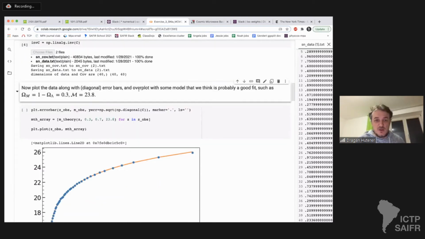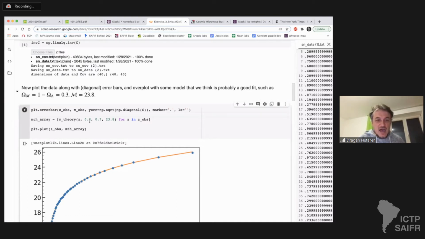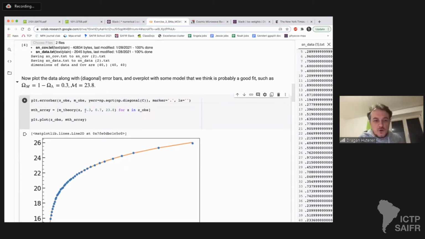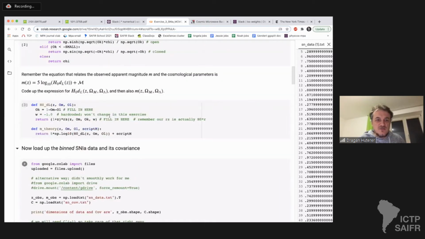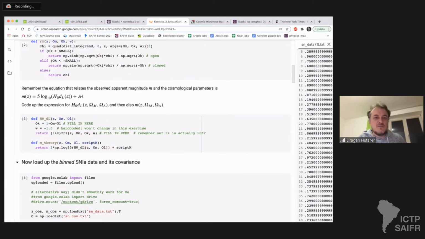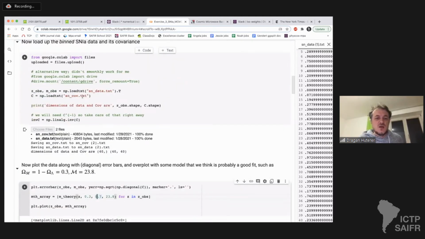So first we plot it, and I did this for you. First of all, you could guess that a model where omega matter is 0.3 and omega lambda is 0.7 will fit well. You still need to specify in that model script M. And script M is a completely weird number. It's dimensionless, but it's a sum of logarithms or something, right? So logarithms always give weird answers. So I did this for you.